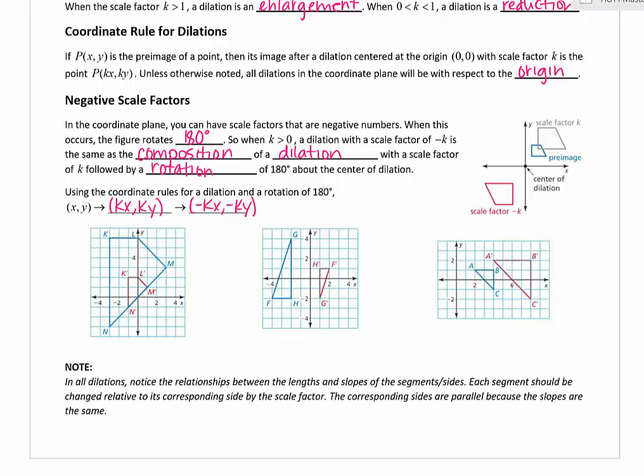Note, in all dilations, notice the relationships between the lengths and slopes of the segments and sides. Each segment should be changed relative to the corresponding side by the scale factor. For example, this one is 3, 6, 9, so it's been expanded by 3. K prime L prime is 1, whereas this was 3, so it's getting smaller by a factor of 3. Everything is being changed. The corresponding sides are parallel because their slopes are the same. So it's being moved with respect to that vector.